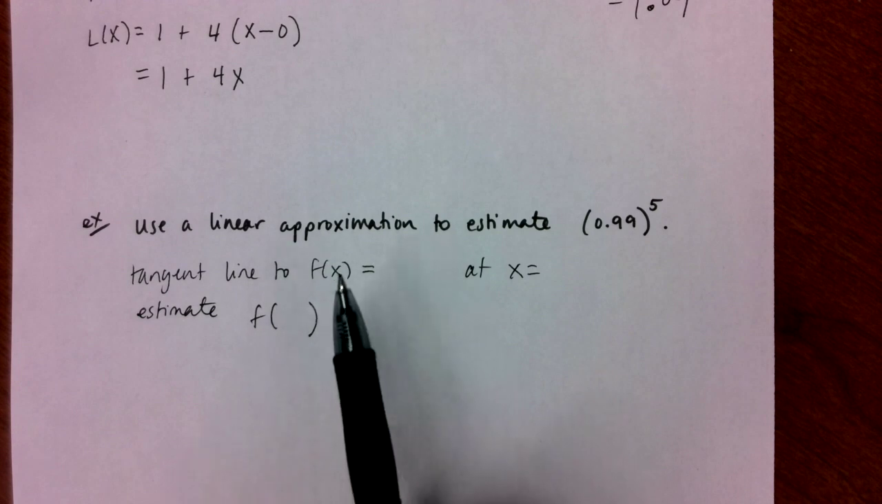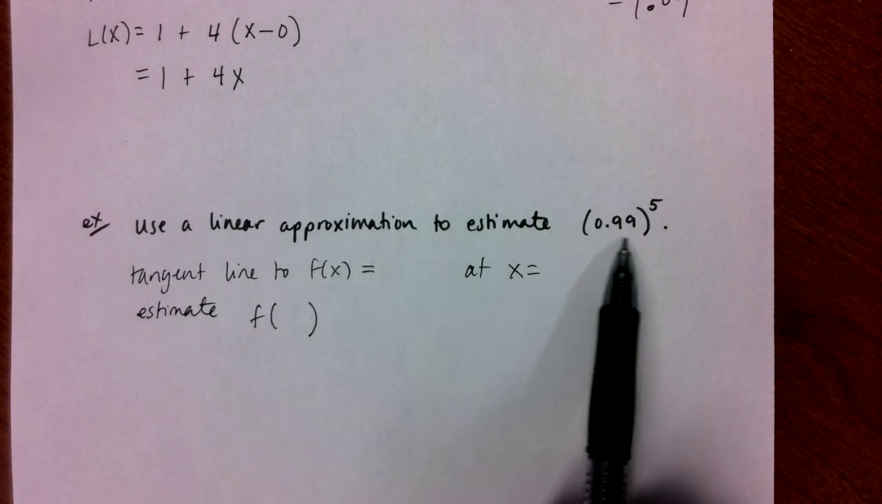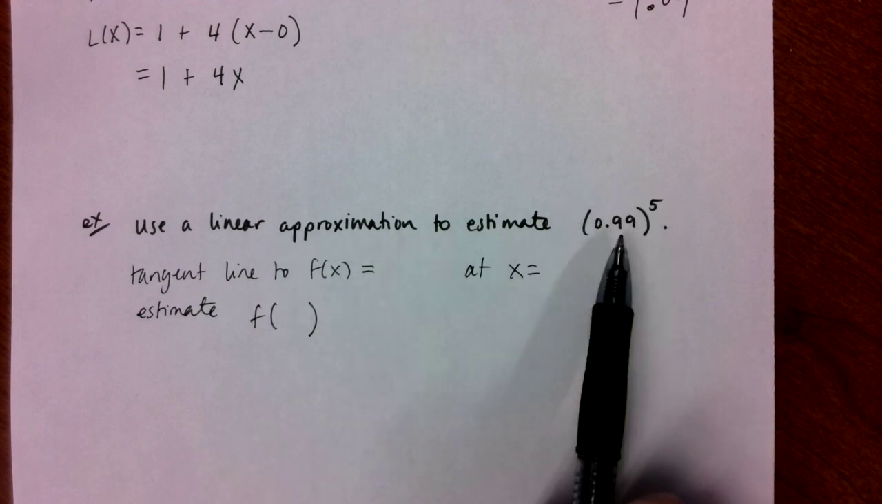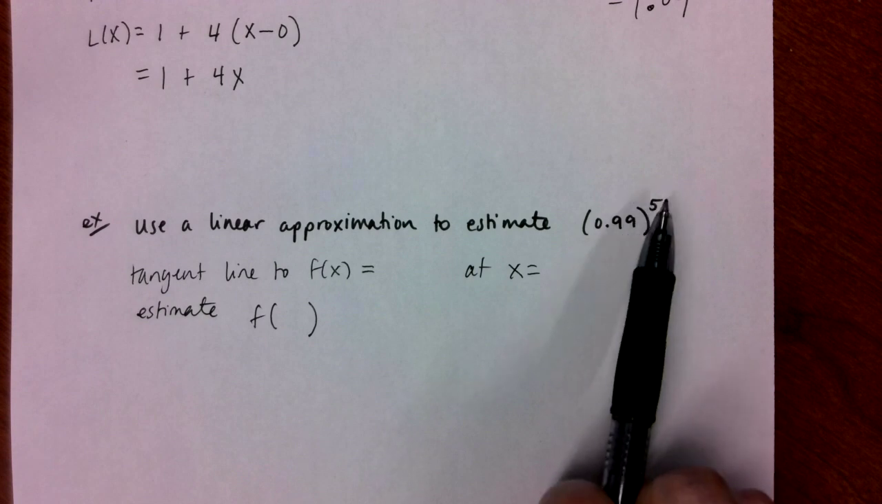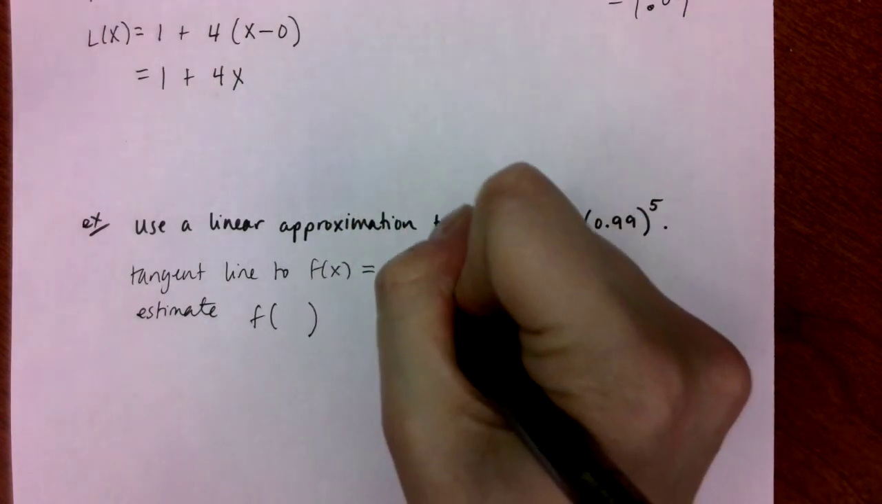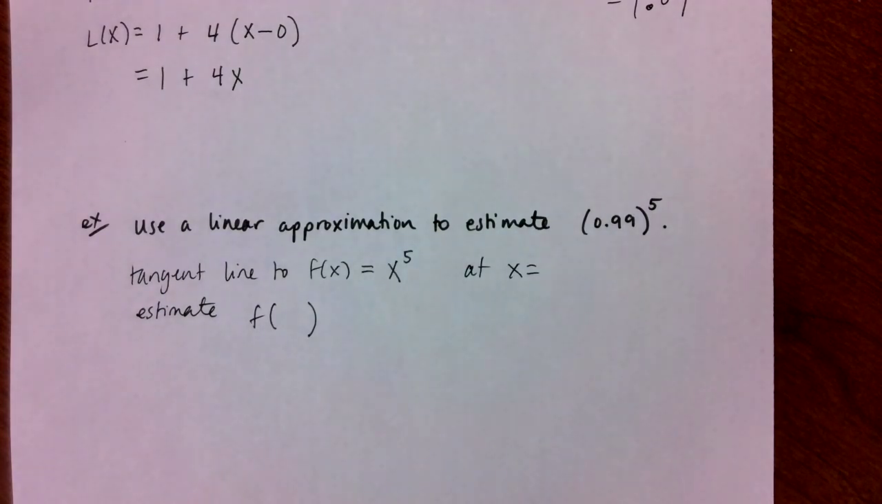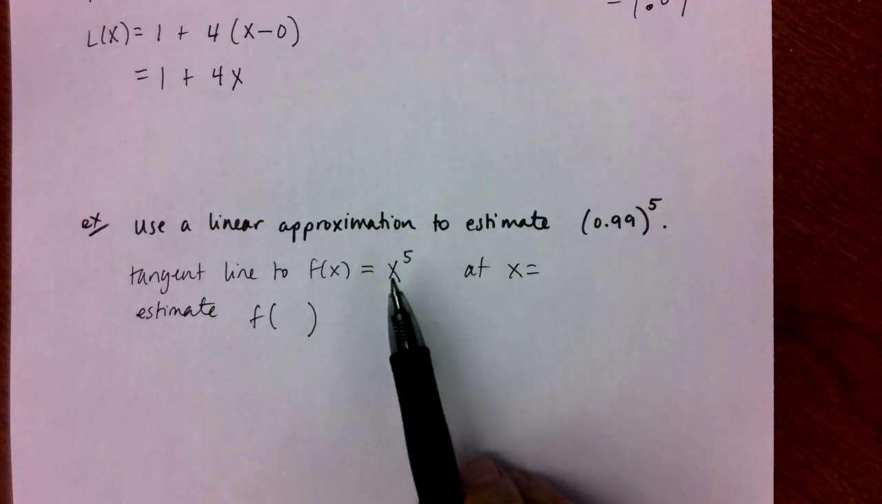All right, so for the function itself, it's going to be the operation here. So the raising to the fifth power is the operation. So I decide that the function would be x to the fifth. And I want to build a tangent line. I have to do this by hand, no calculator.